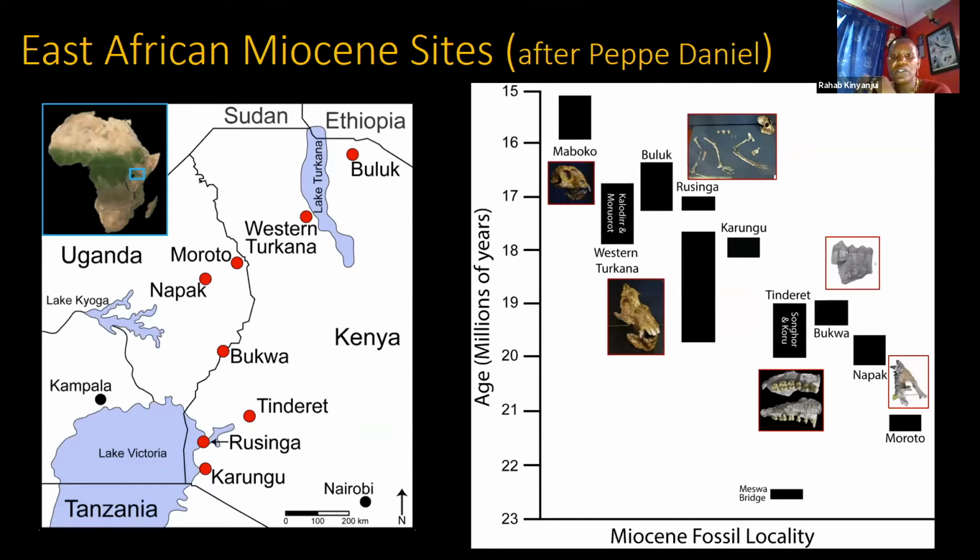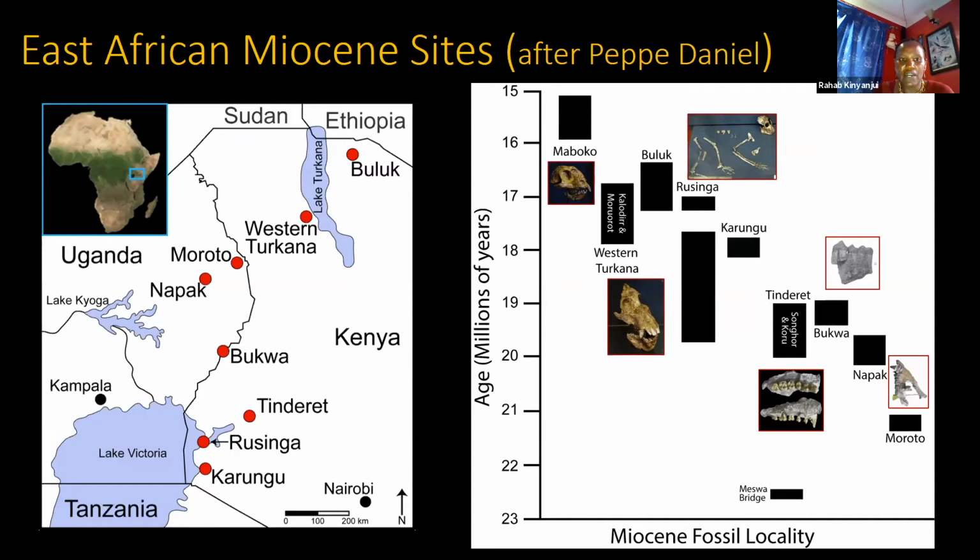But now we are looking at the early Miocene sites, and we are seeing signal of C4 grasses. They are not many, but at least we have them. We have chloridoid, we have panicoid. So the map on my left is showing different sites where the project worked.